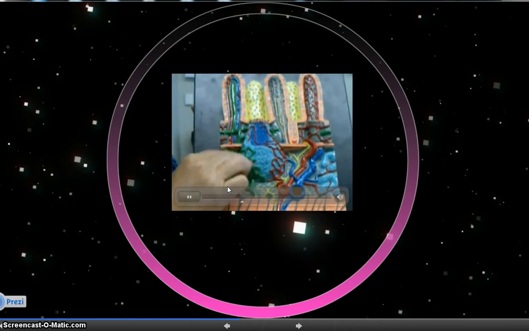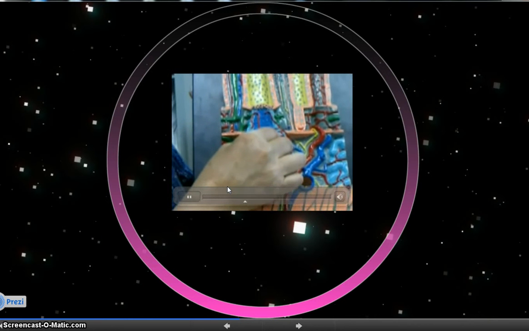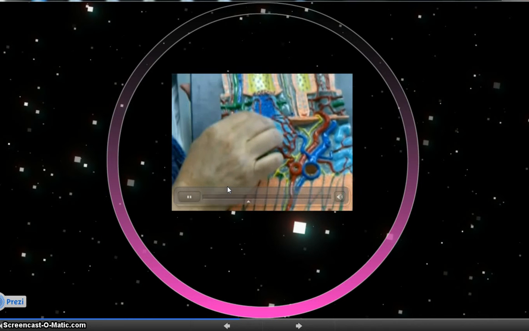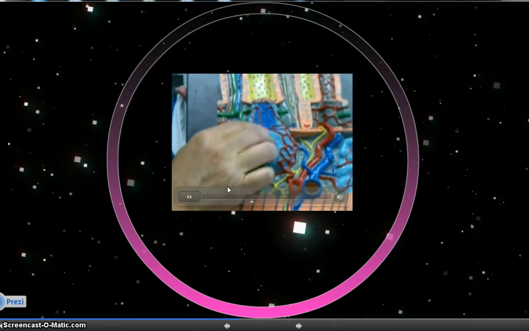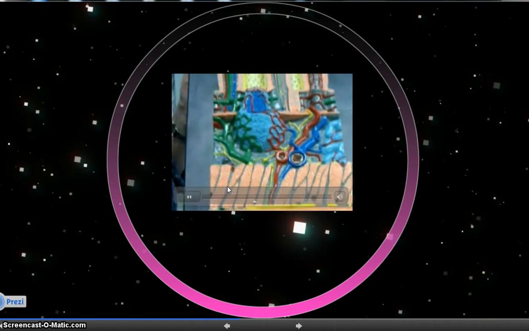Also on this model, you see a lymphatic nodule, part of what we call Peyer's patches. You find a lot of them, especially in the last part of the small intestine, called the ileum.